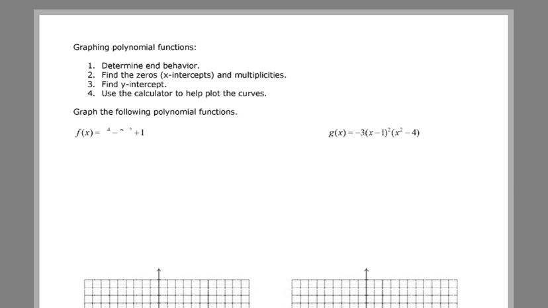Now let's talk about how we're going to approach graphing polynomial functions. Let's go through our checklist. First thing is, let's figure out how the ends are going to behave. Second thing, let's figure out the zeros and the multiplicities. Find that y-intercept. Remember, that's always found by letting x equal 0. The zeros, we set the function equal to 0 and either factor or do the quadratic formula, however that works.